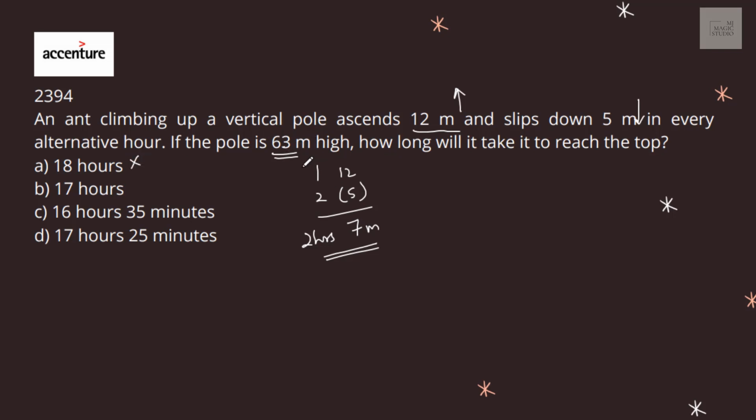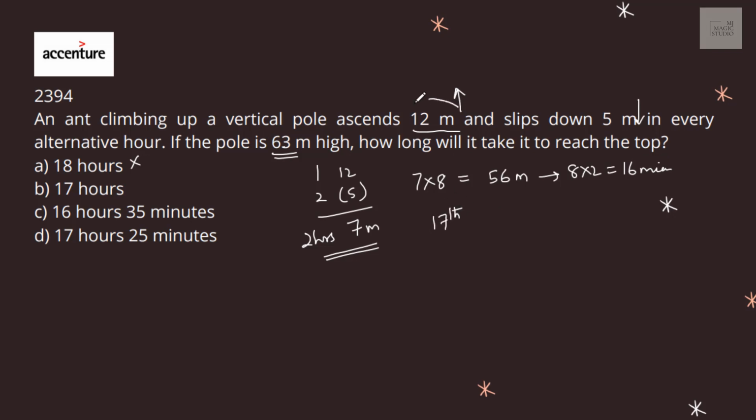What you do, what is the lowest next previous multiple of 7? 63 by 7 is 9. So let's make it 8. How much is 7 into 8? 7 into 8 is 56 meter. So the ant climbs 56 meter in 8 into 2, that is 16 hours. Now what is happening in the 17th hour?